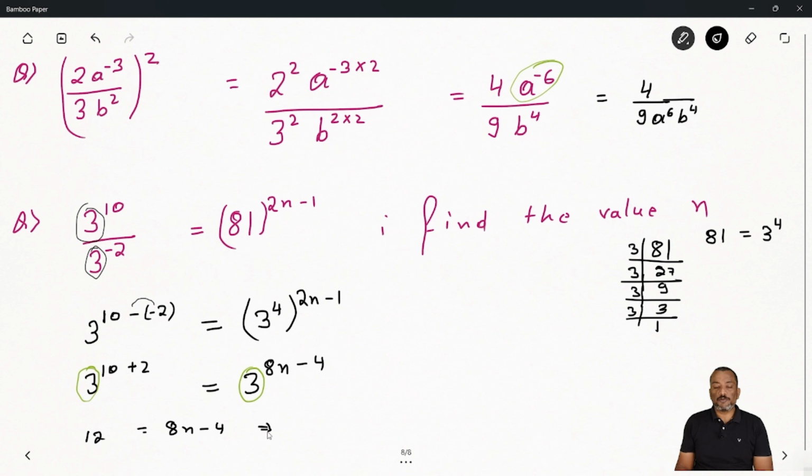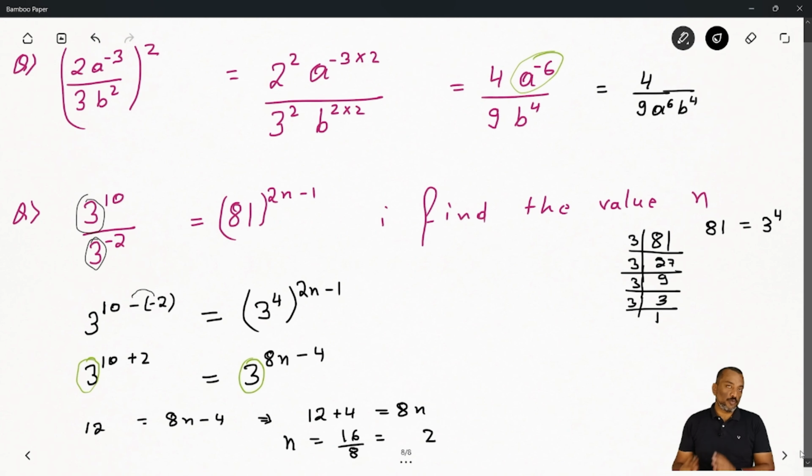Now after that, you can use the linear equation, you can solve. So simple, you can say 4 will go that side. So 12 plus 4 is equal to 8n, and n is equal to how much you can write? n is equal to 16 over 8. Okay, so you will get how much answer? 2. So which means n value you will get 2. Okay, so hope you understand this one.